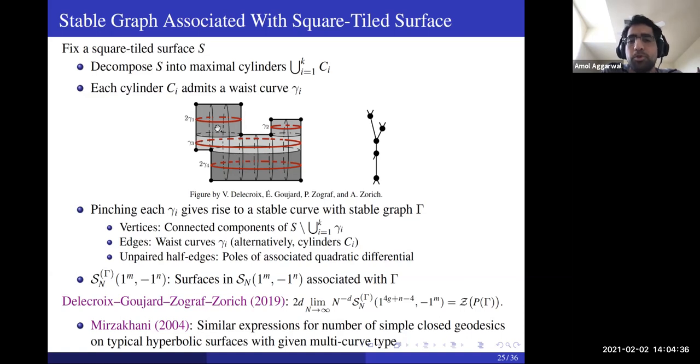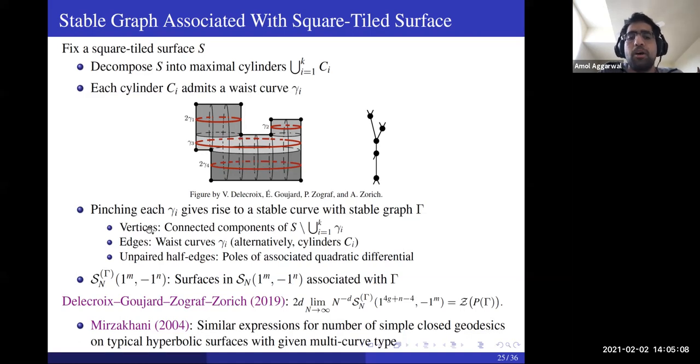I've drawn these four waist curves, gamma_1, gamma_2, gamma_3, and gamma_4. Okay, so pinching: if I just take each gamma_i and reduce it to a point, I get a stable curve, with a stable graph. And it's a stable curve in the classical sense. It's an element of M_{g,n} bar, but the graph is rather concretely defined in terms of the geometry of the original square tiled surface.